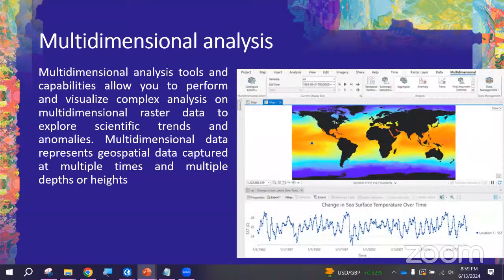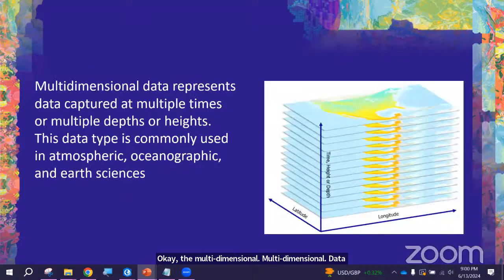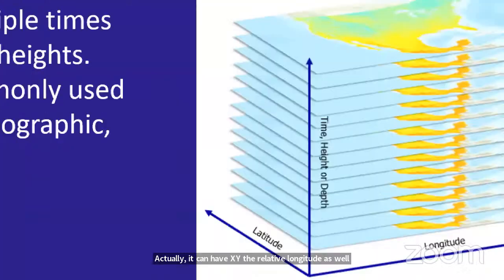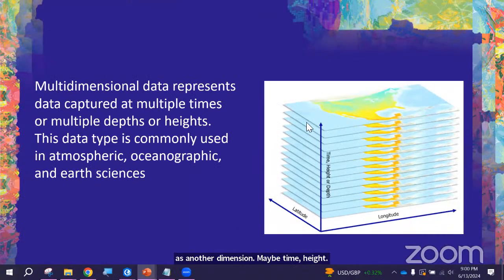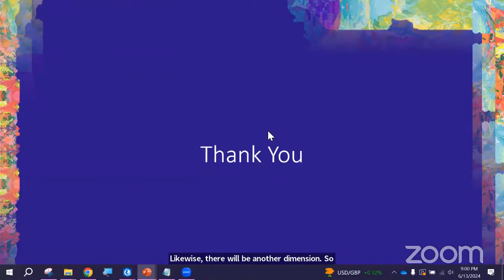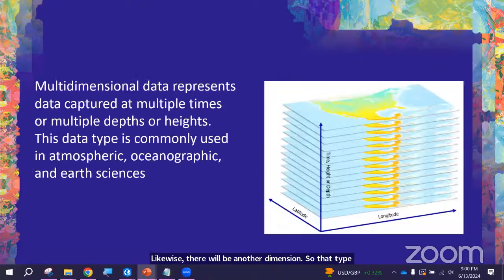Then there are so many other functionalities also. And another important one, I just took the multidimensional data analysis. What is multidimensional data? Actually, it can have XY, the latitude, longitude, as well as another dimension. Maybe time, height. Likewise, there will be another dimension. So for that type of data, there are different analysis sorts. Right.